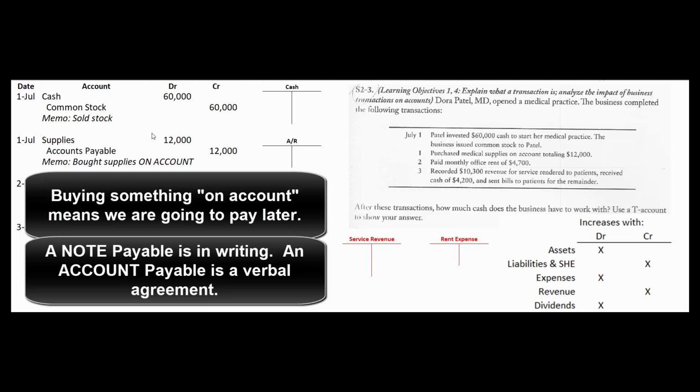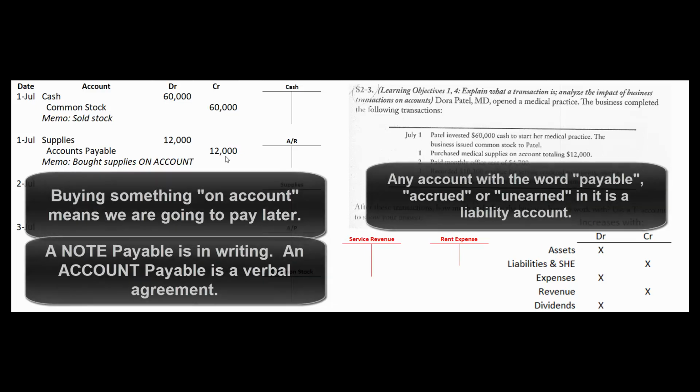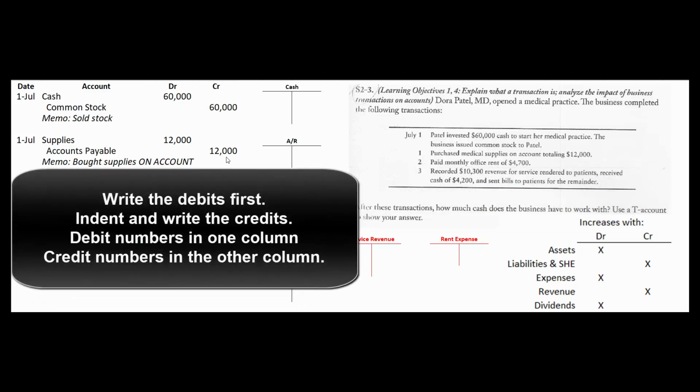So we debit the asset supplies for $12,000 and credit the liability account, accounts payable for $12,000. Any account that has the word payable, accrued, or unearned in it is a liability account and increases with credits. Notice how we write the debits first, come down a line, indent a little, and write the credits second. The debits are in one column, the credits are in another column.